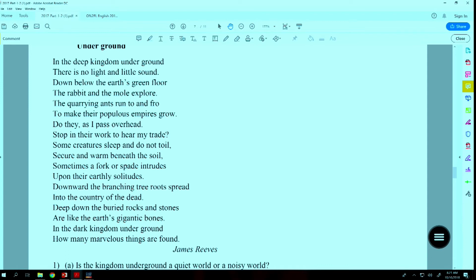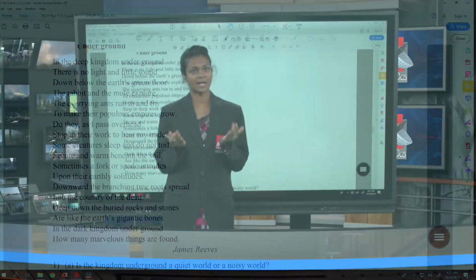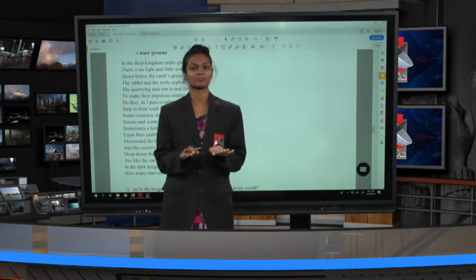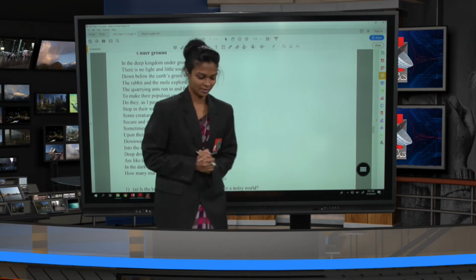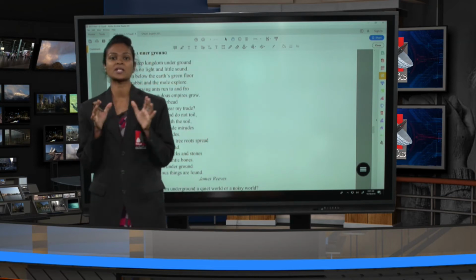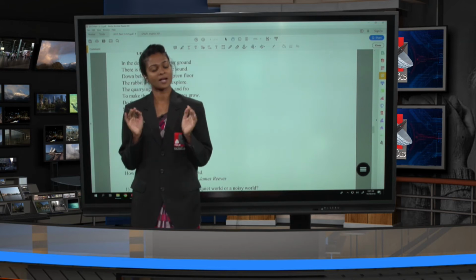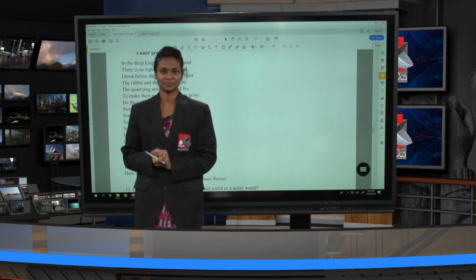Actually, the poem explores and describes the various things that lie under the ground. It is a very silent, calm and quiet world.